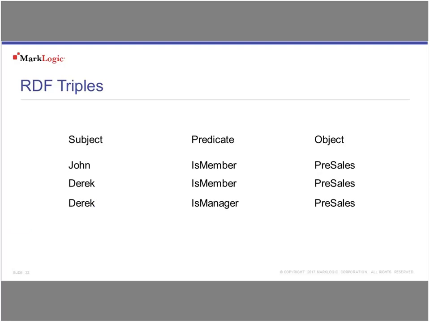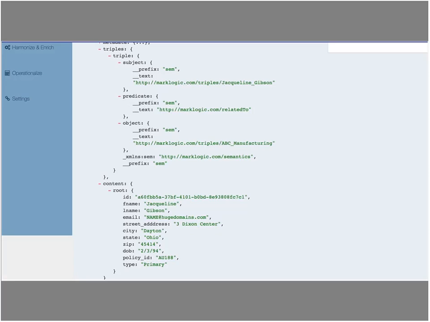So not only is Derek a member of pre-sales, he's also a manager of pre-sales. So he has a dual role there. And now I can go look, and if I want to grab all of the employees in pre-sales who are also managers, I'm only going to grab Derek. I'm not going to grab John. And I can do that as many different ways as I want, and visualize that as many. And so now within my envelope, I have my original data, and I've got my triple section.